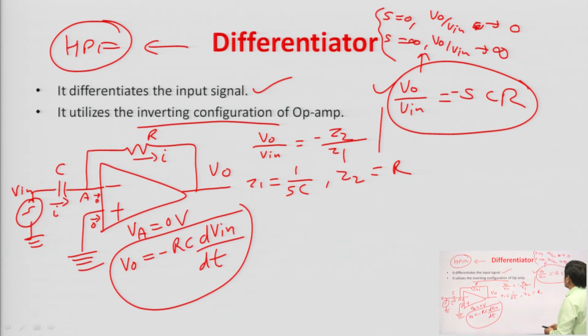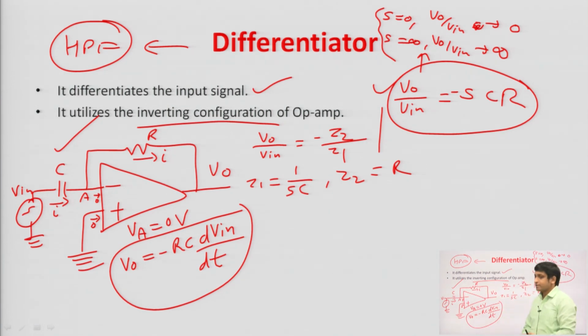Now, see one more thing. If we use the differentiator at high frequency, since the gain is moving towards infinite, it may become unstable also. To stabilize, we use a practical differentiator. So, the circuit which I have discussed here is called the ideal differentiator, fine.